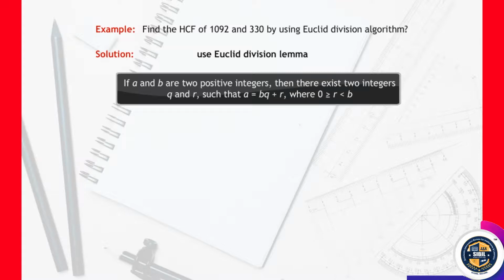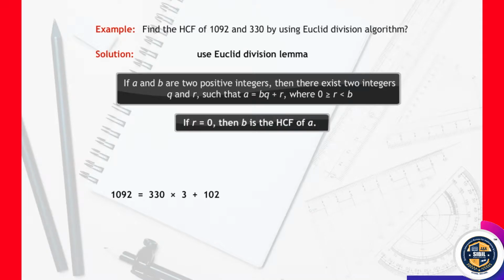Now we apply this on the given two numbers and we get 1092 is equal to 330 into 3 plus 102. Now we need to check the value of r. If r is equal to 0, then b is the HCF of a. So in this case, r is 102. That is, r is not equal to 0. So that means 330 is not the HCF of 1092.